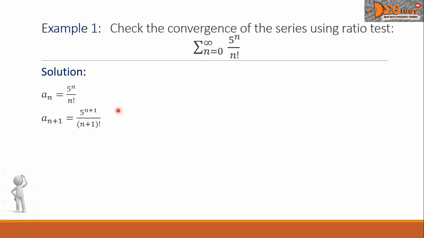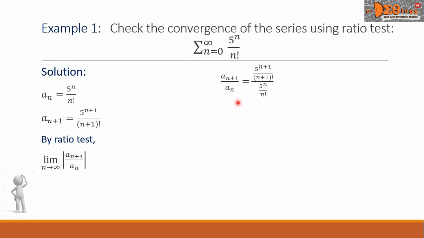So this fraction is now 5 raised to n plus 1 in the numerator, all over the quantity n plus 1 factorial in the denominator. By the ratio test, this is our limit formula: the limit as n approaches infinity of the absolute value of a sub n plus 1 all over a sub n. As a first step, we will evaluate the fraction. So we copy it here, then substitute the corresponding values.